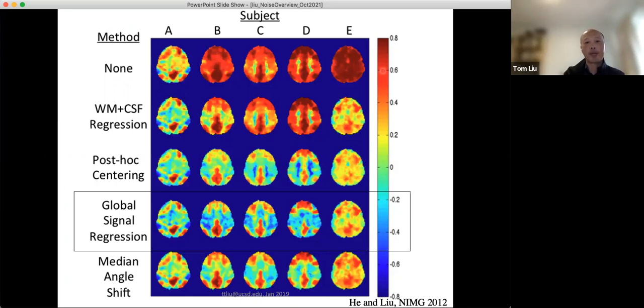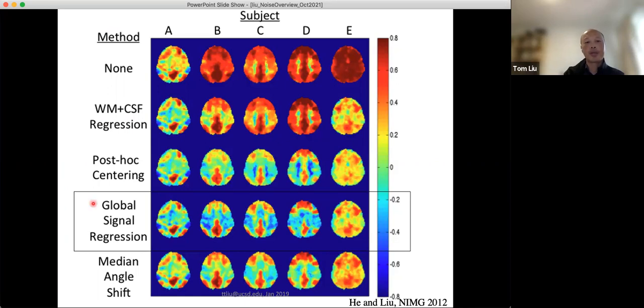These are the functional connectivity maps you would get with no processing. If you did some white matter and CSF regression, also some motion regression, you get this. So even using standard methods, you may not be able to clean up the signal. And global signal regression, for being such a simple method, does a remarkably good job of really cleaning up that signal and making it usable.